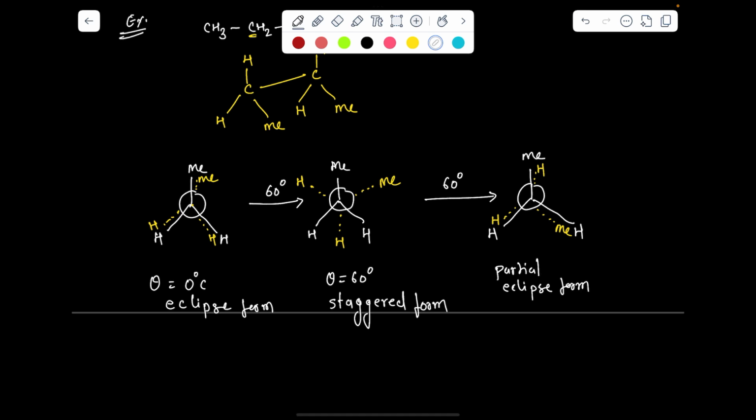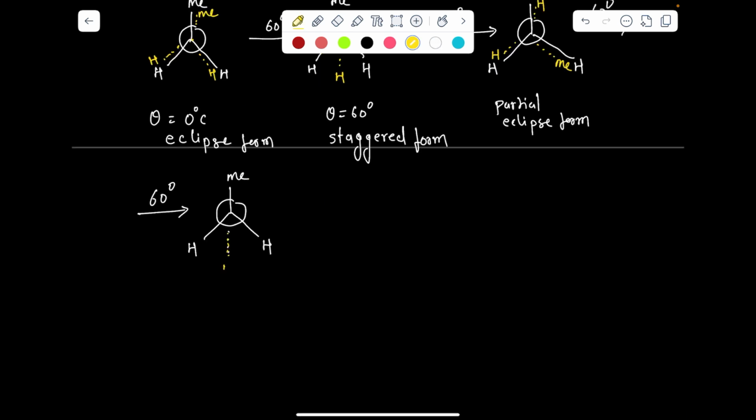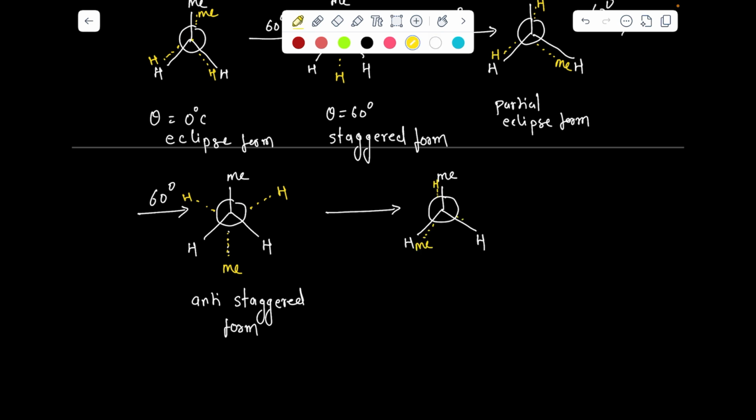Now with a further 60 degree rotation, Me is exactly opposite of Me, hydrogen opposite hydrogen. In that case, the name of this molecule is anti-staggered, when the angle between the bulky groups becomes 180. Next we have, again, a partial eclipse, and then after each rotation we will get the next one. This was the 60 degree, and if I do the 120 degree angle, then we will get the eclipse form.